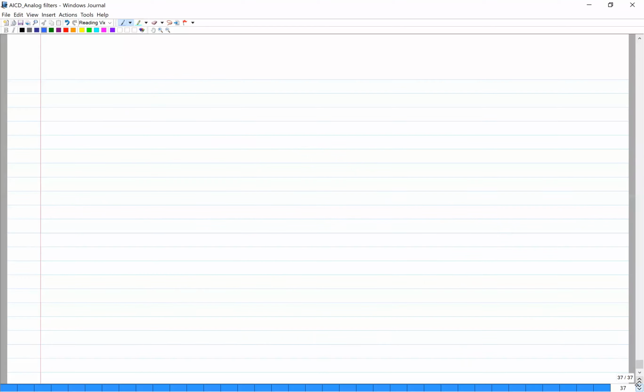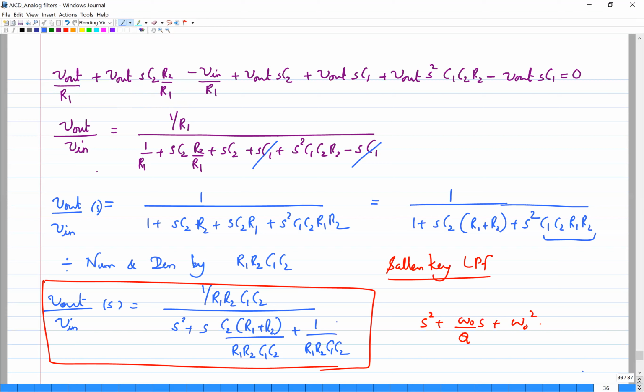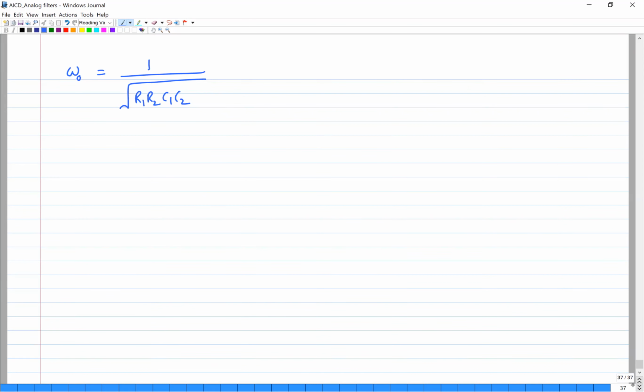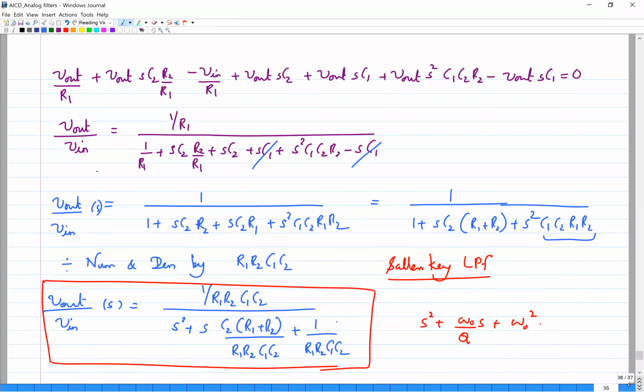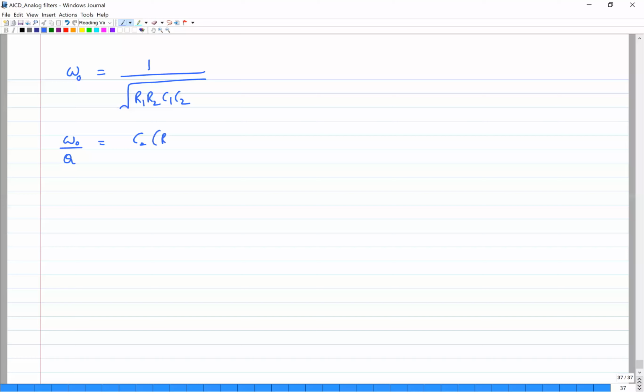I can write two things. One is omega naught. Omega naught in this case is under root of R1, R2, C1, C2, and that is straightforward, by directly looking at the term without an S, we can write that. Now, the other term is omega naught by Q. So, omega naught by Q is the coefficient of your S term, which is equal to C2 into R1 plus R2 divided by R1, R2, C1, C2.